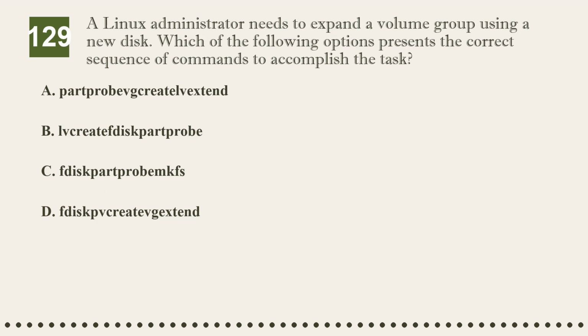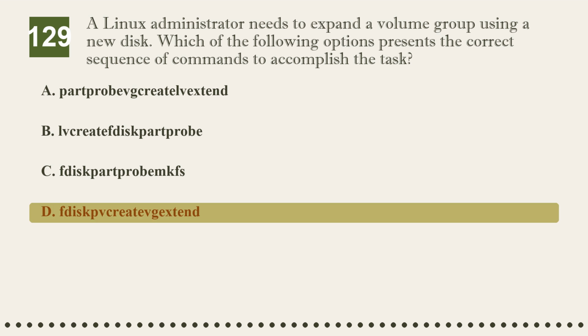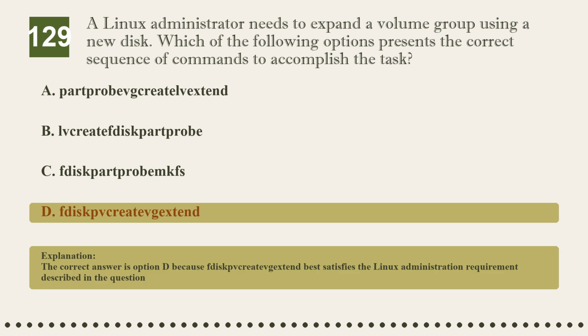Question 129. A Linux administrator needs to expand a volume group using a new disk. Which of the following options presents the correct sequence of commands to accomplish the task? Option A, probev creative extend. Option B, creative diskpart probe. Option C, diskpart probemps. Option D, disk creative gextend. The correct answer is option D, disk creative gextend. The correct answer is option D because disk creative gextend best satisfies the Linux administration requirement described in the question.